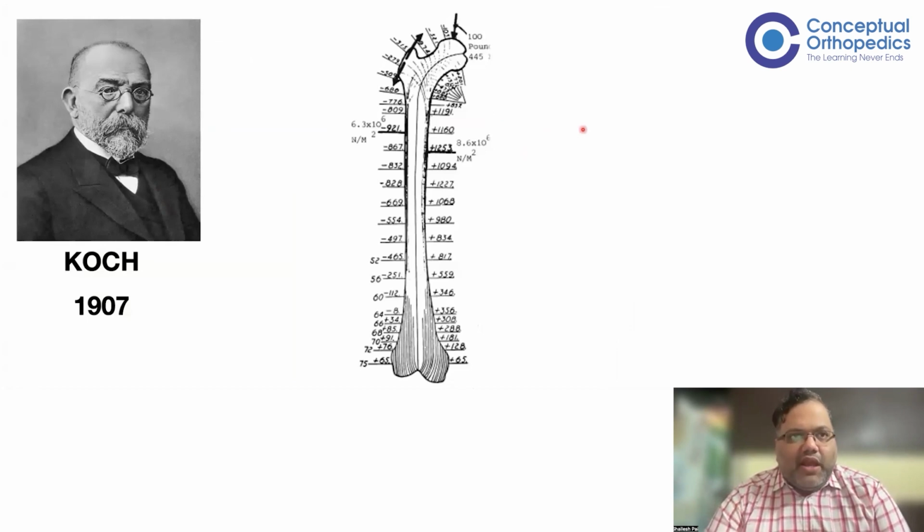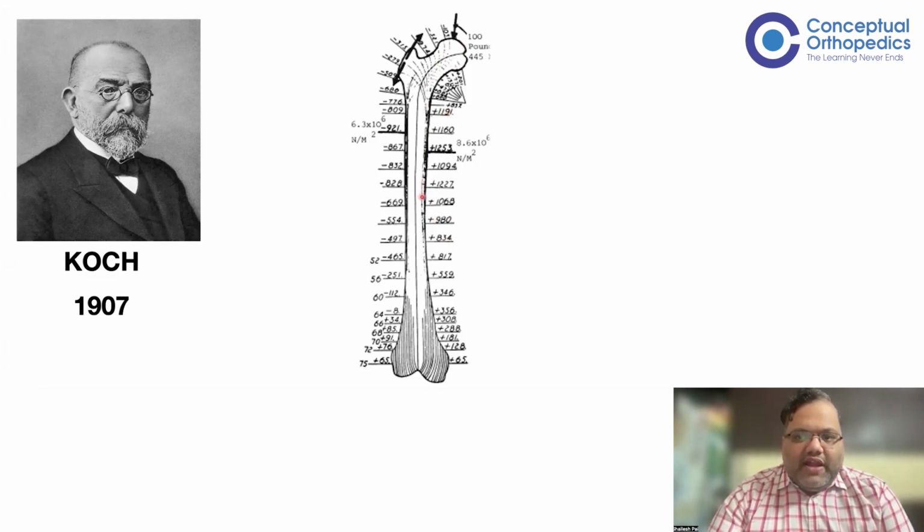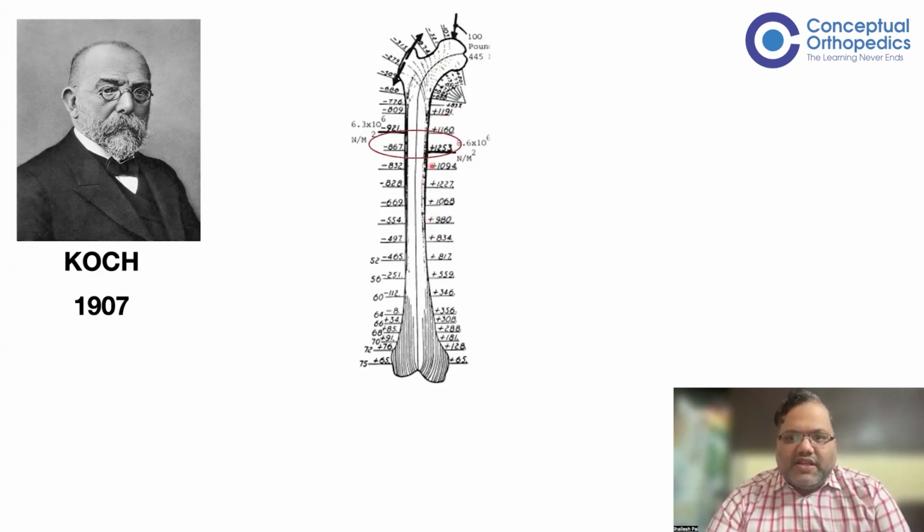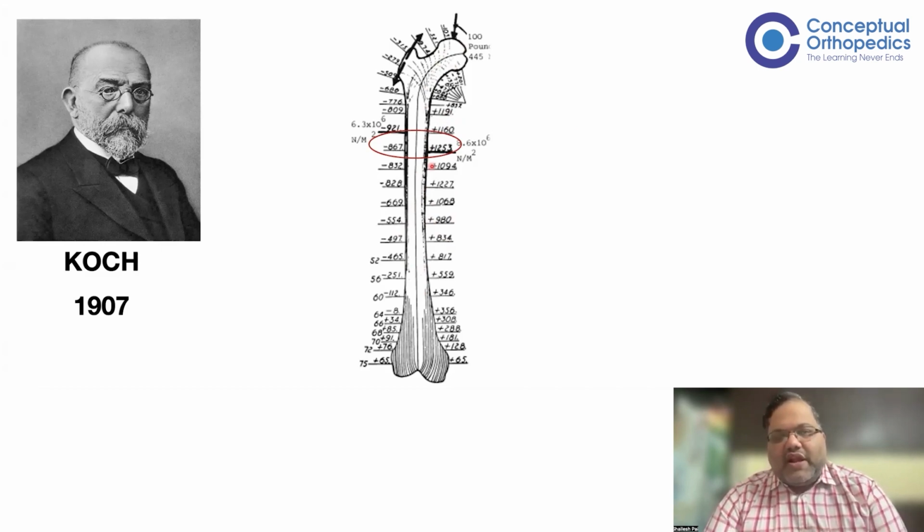Now, this was way back in 1907. This is from Koch's textbook, where he had clearly mentioned that if you could see the entire femur and the forces acting at different regions of the femur, the maximum force is acting in the subtrochanteric region. That's nearly about 6 times the body weight. So that much amount of force is acting on the subtrochanteric region.